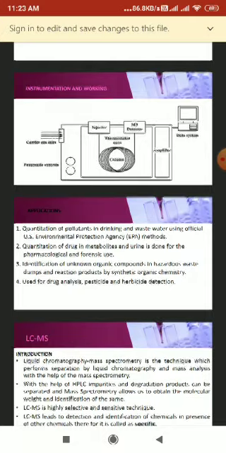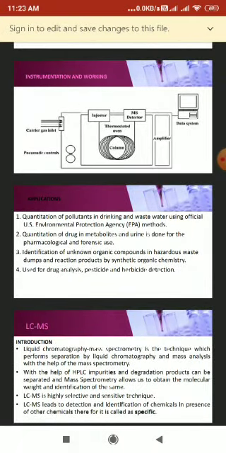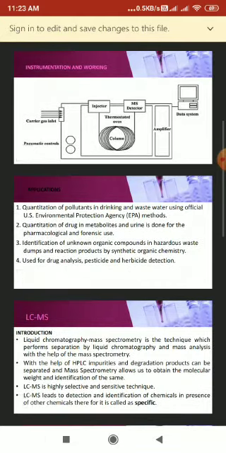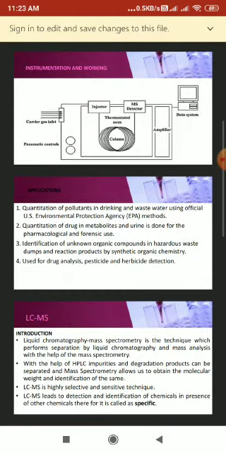Applications of GCMS. First, quantification of pollutants in drinking and wastewater using official United States Environmental Protection Agency methods. Second application, quantitation of drugs and metabolites in urine is done for pharmacological and forensic use. Third application, identification of unknown organic compounds in hazardous waste dumps and reaction products by synthetic organic chemistry. And fourth application, used for drug analysis, pesticide and herbicide detection.